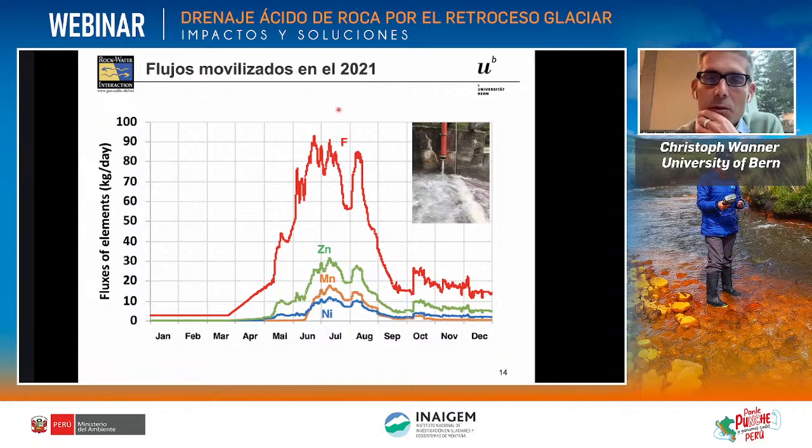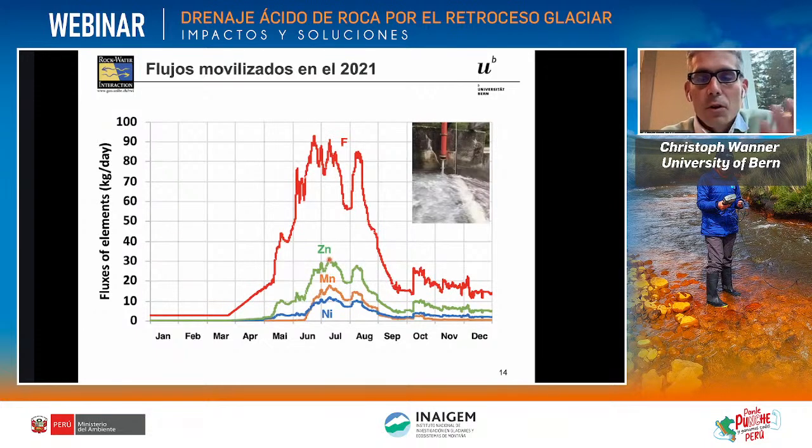So you see the seasonal variation of the fluxes of fluoride, zinc, manganese, and nickel at this location. And first of all, you see the fluxes are quite high. So for fluoride, we get fluxes almost up to 100 kilograms per day coming out of this relatively small rock glacier at the origin of the stream. And also for zinc, manganese, and nickel, we get fluxes up to between 10 and 30 kilograms per day.